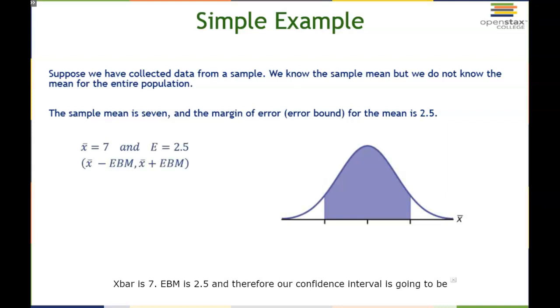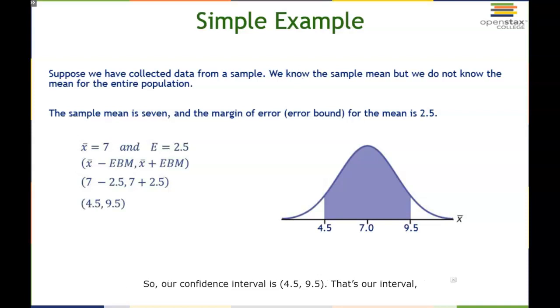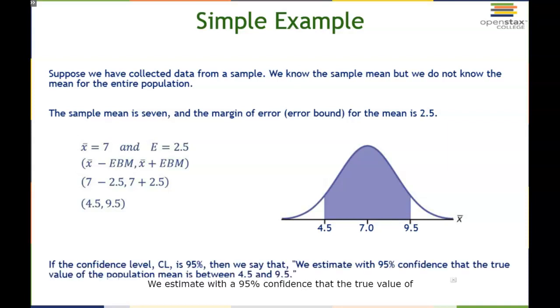And therefore our confidence interval is going to be 7 minus this 2.5, comma 7 plus 2.5. But you don't leave it like that. You actually do the calculation. So our confidence interval is 4.5, comma 9.5. That's our interval. But we also have to interpret it. We estimate with a 95% confidence that the true value of the population mean is between 4.5 and 9.5.